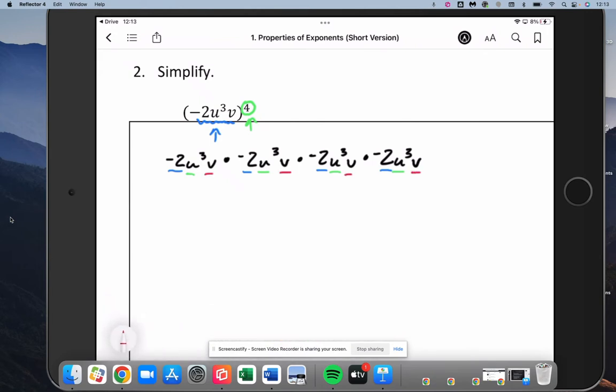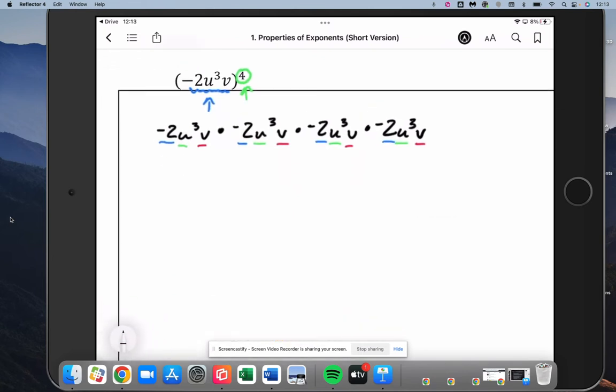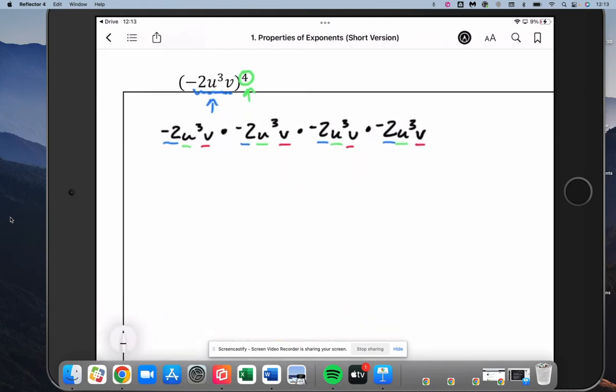Again, I've got 4 sets of what was in that parentheses because the parentheses and the exponent told me that I have that set 4 times. And so if I do the first two things here being multiplied together, I got negative 2 times negative 2 makes a positive 4. U to the third times u to the third, laws of exponents. Remember, we need to add the exponents when we multiply. So that's u to the sixth. V times v is 1v, and 1v makes 2 of them, so v to the power of 2.